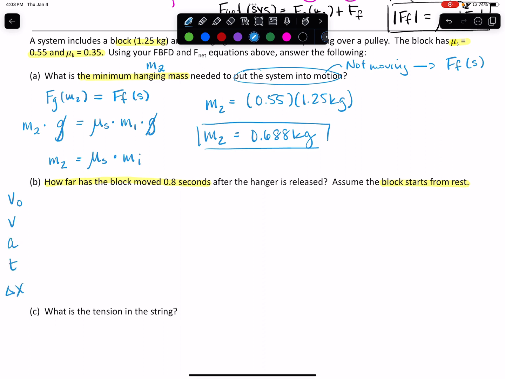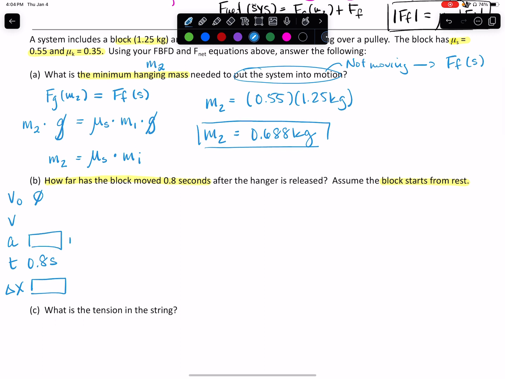Now we're going to start from rest, so that means this is 0. I don't have a velocity. I don't have an acceleration. I do have time, so 0.8 seconds, and I'm asked to find that change in position. To find that, I really need to find that acceleration. So my first step will be to find the acceleration, and then I'm going to use that and my other variables to find that position.